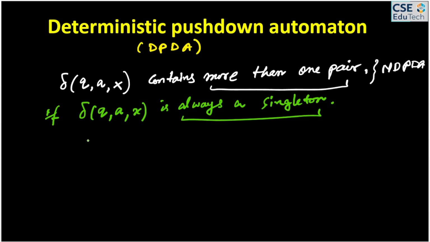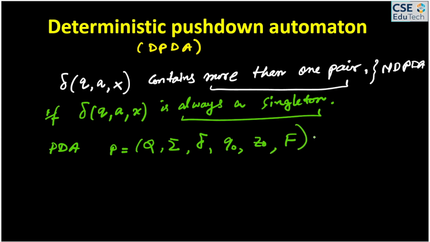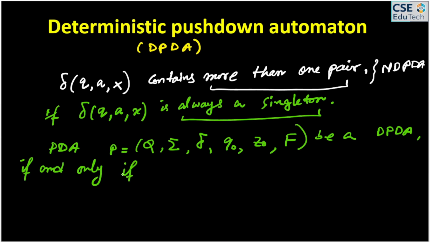Thus we define a PDA, or pushdown automata, P = (Q, Sigma, delta, q0, Z0, F), to be a deterministic pushdown automata or DPDA if and only if the following conditions are met. What are the following conditions?